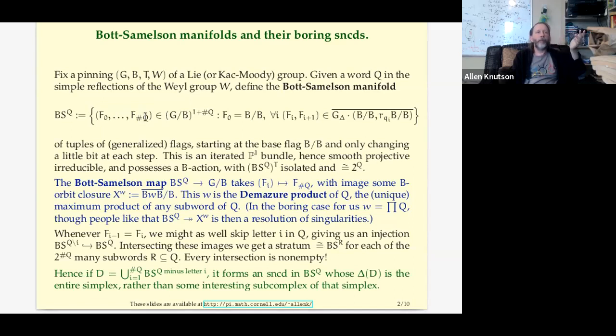And that's a map to G mod B. And so what sort of groups are acting here? On G mod B, we have G acting. And on each of these G mod Bs, we have G acting. But this spoils the symmetry a bit right here.